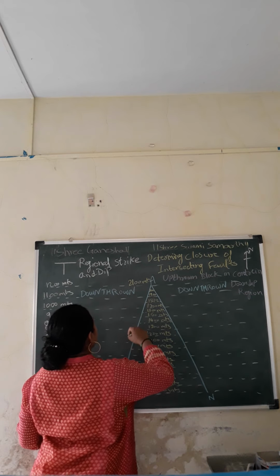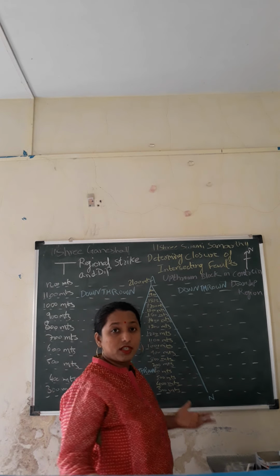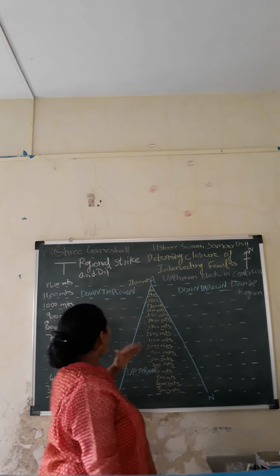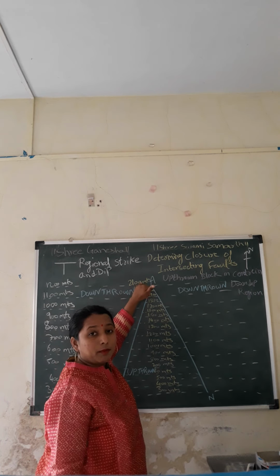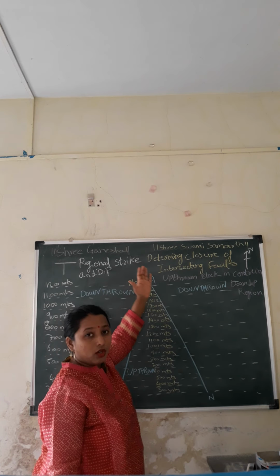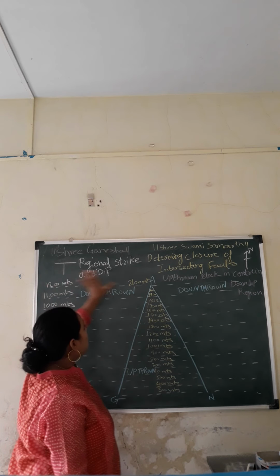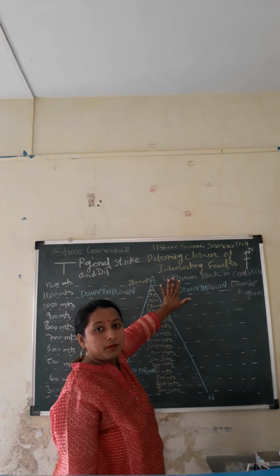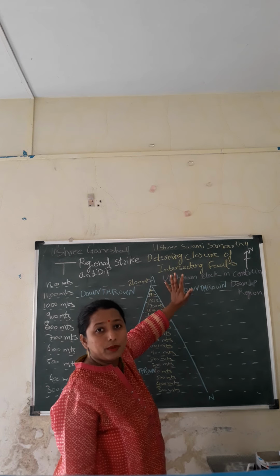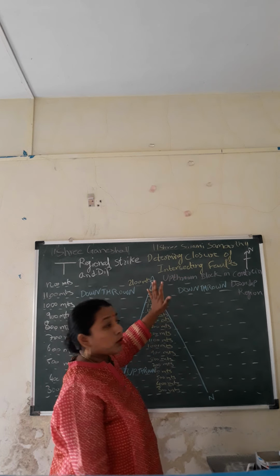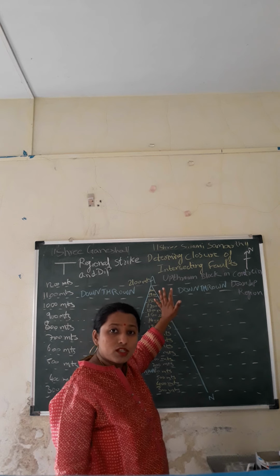So what is the throw of the fault? It is 900 meters. Why did we say that? Because 2100 meters, the higher value on the upthrown block, is coming in contact with the 1200 meters contour. You just subtract the two. You subtract 1200 from 2100 meters. The value that you get is 900 meters. Therefore, you conclude that 900 meters is the throw of the fault.